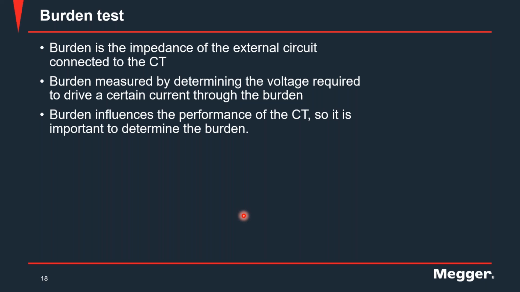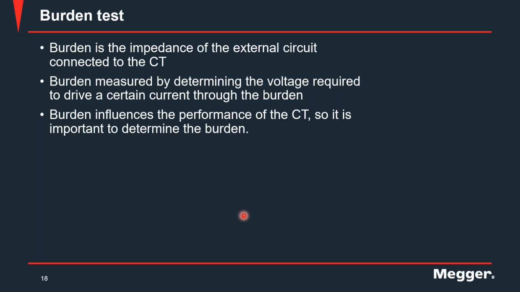Burden is the impedance of the external circuit that's connected to the CT. So when you do a burden test, you're not actually running the test on the CT itself. You're testing the external circuit that's connected to the CT, and you measure the impedance of that circuit. This is done by injecting a current through the CT and measuring the voltage that's required to drive that current. So V by I, you get the Z, you get the impedance of the circuit, and you want to make sure that that's less than the standard burden that's specified for that particular CT.